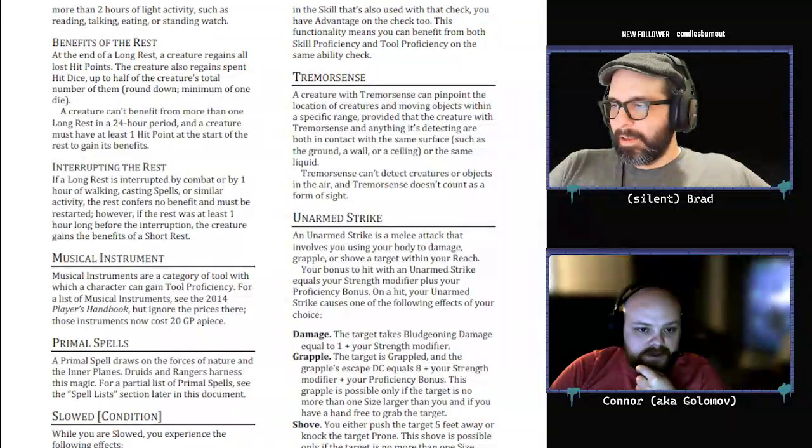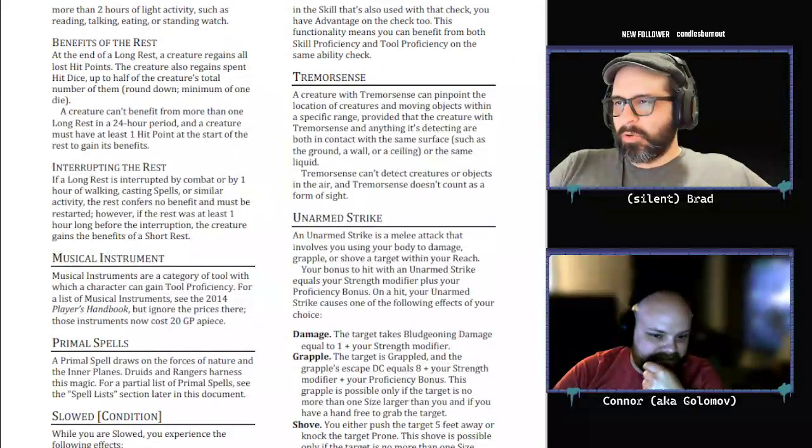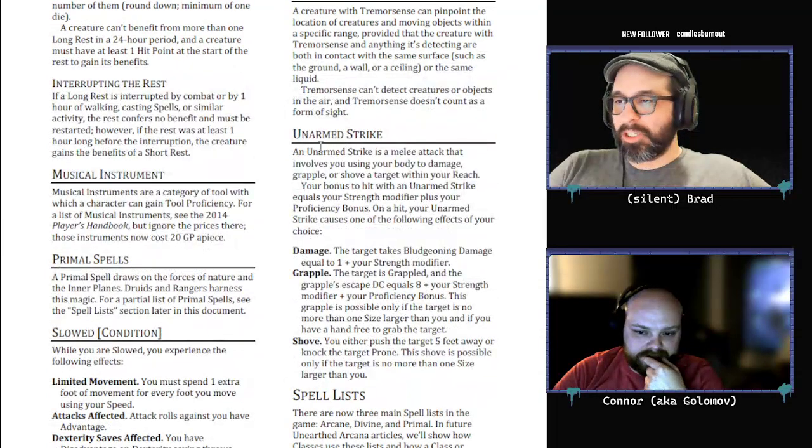Alright, we're on page 20 of 21. We're almost done. Let's finish this up. Yes. So Tremor Sense, I don't believe, changed, but unarmed strike does.